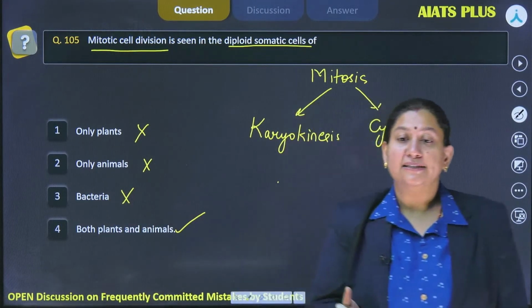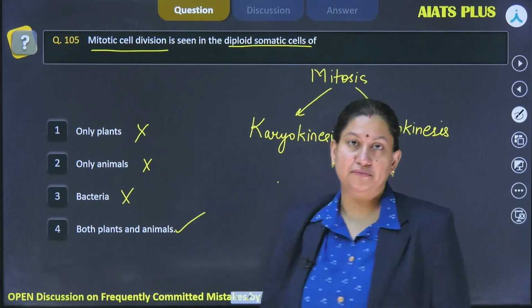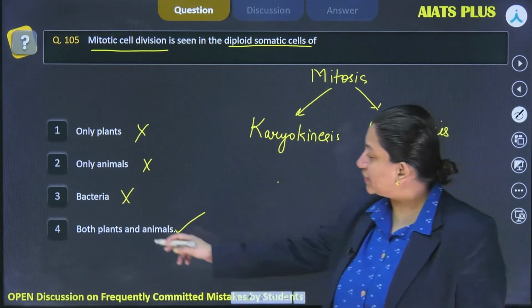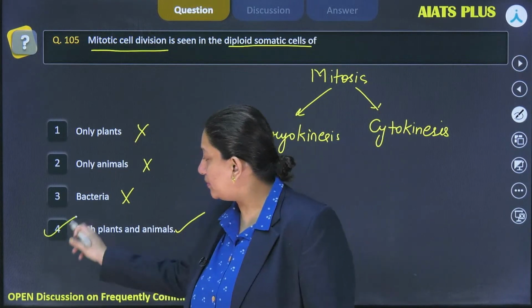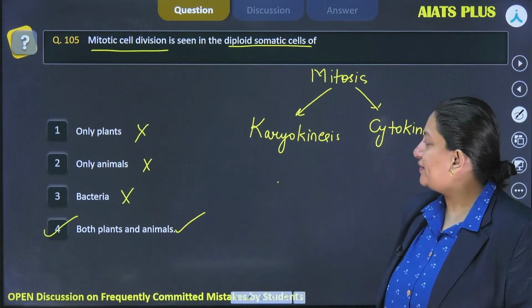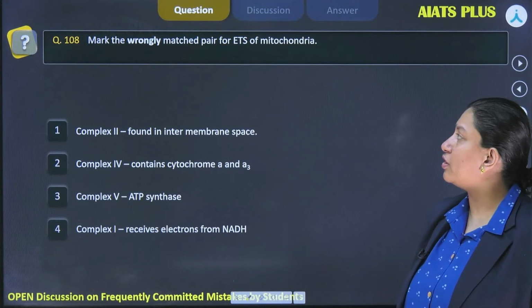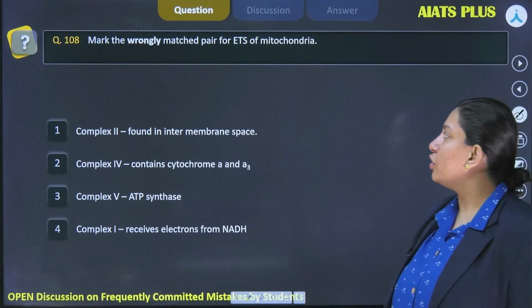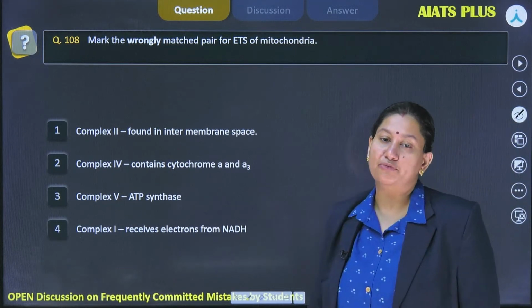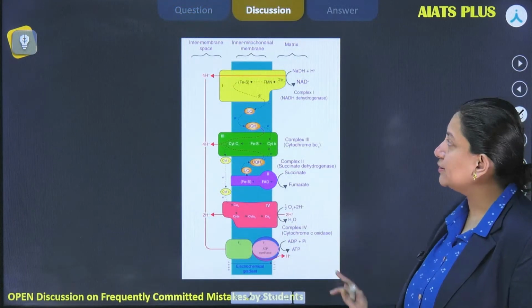So yes, cell repair and to maintain certain cellular ratios, of course, mitotic cell division is important. So the correct answer for the particular question is going to be option number 4, right? All right. Now let's move ahead. Another question, that's question number 108, which talks about we have to mark the wrongly matched pair for ETS of mitochondria. Okay? Alright, now let's talk about this particular one.